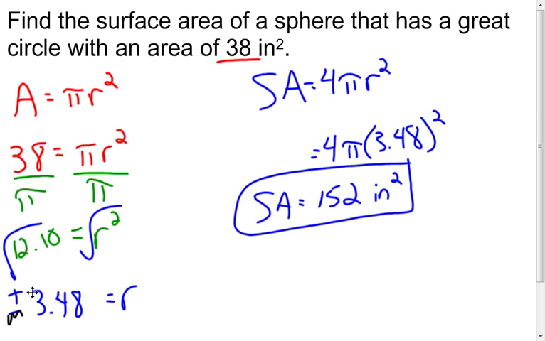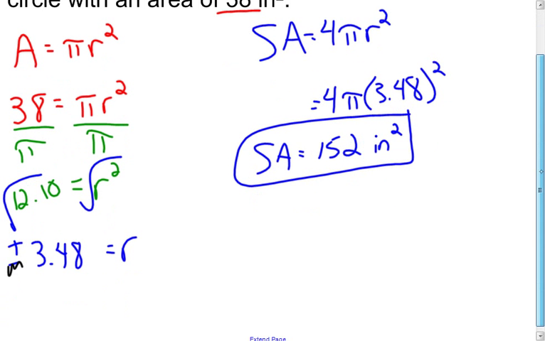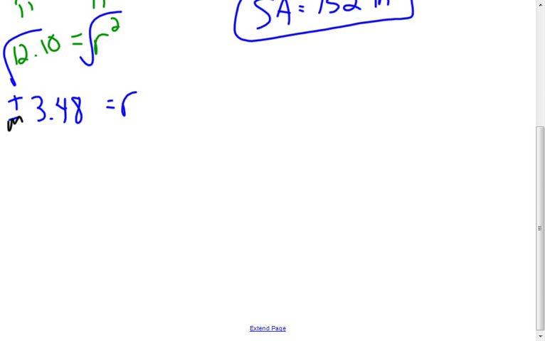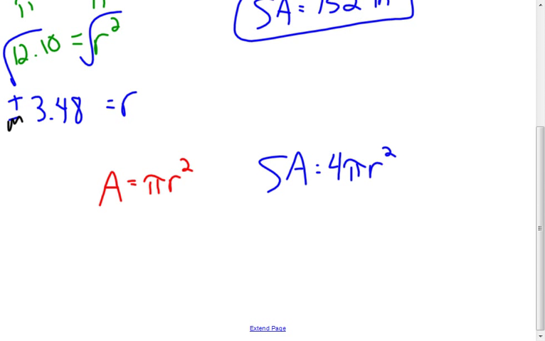Now another method looks like this. I'm going to take this formula here, area equals pi r squared, and my other formula, the surface area is equal to 4 pi r squared. I'm going to look at some things here. Now we knew that the area of the circle was like this: 38 equals pi r squared. Well, then I come over here to my surface area formula and I see there's pi r squared right there.